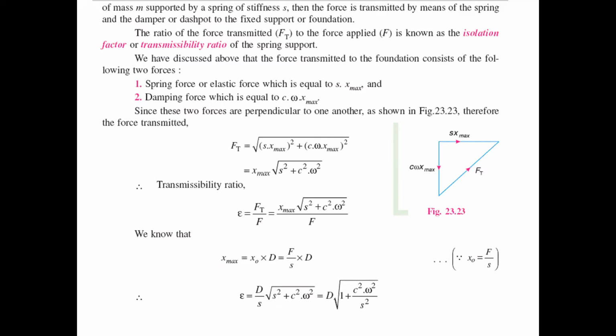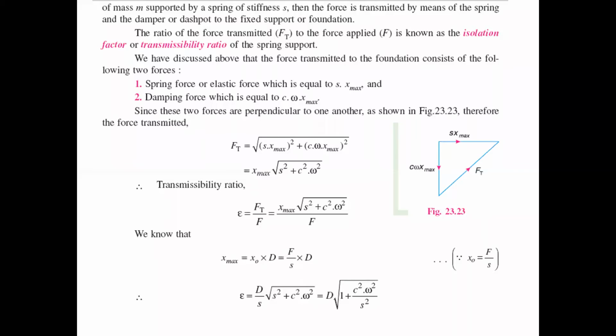So now you have to write the force transmitted. The force transmitted has two components, so Ft equals square root of S x maximum squared plus C omega x maximum squared. When we simplify, x max is taken out of the root, so Ft equals x max into square root of s squared plus c squared omega squared. That is the transmitted force.